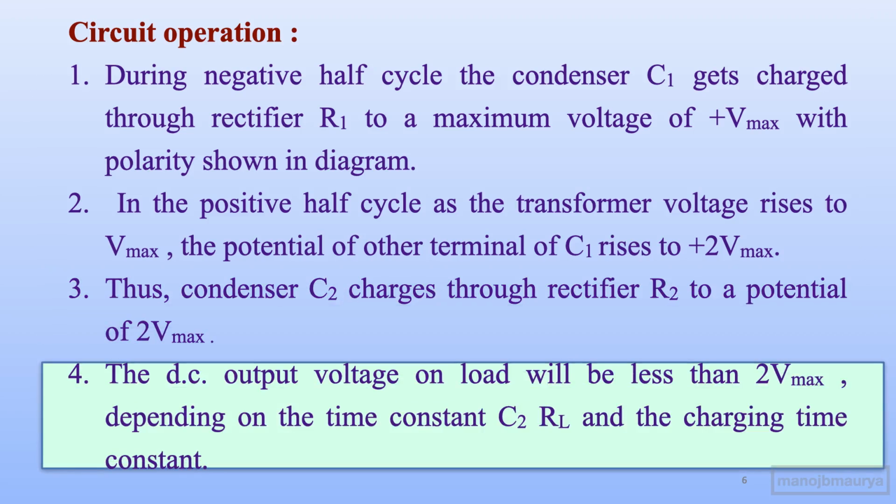The DC output voltage on the load will be less than twice Vmax depending upon two factors. One is the time constant C2RL and secondly the charging time constant.